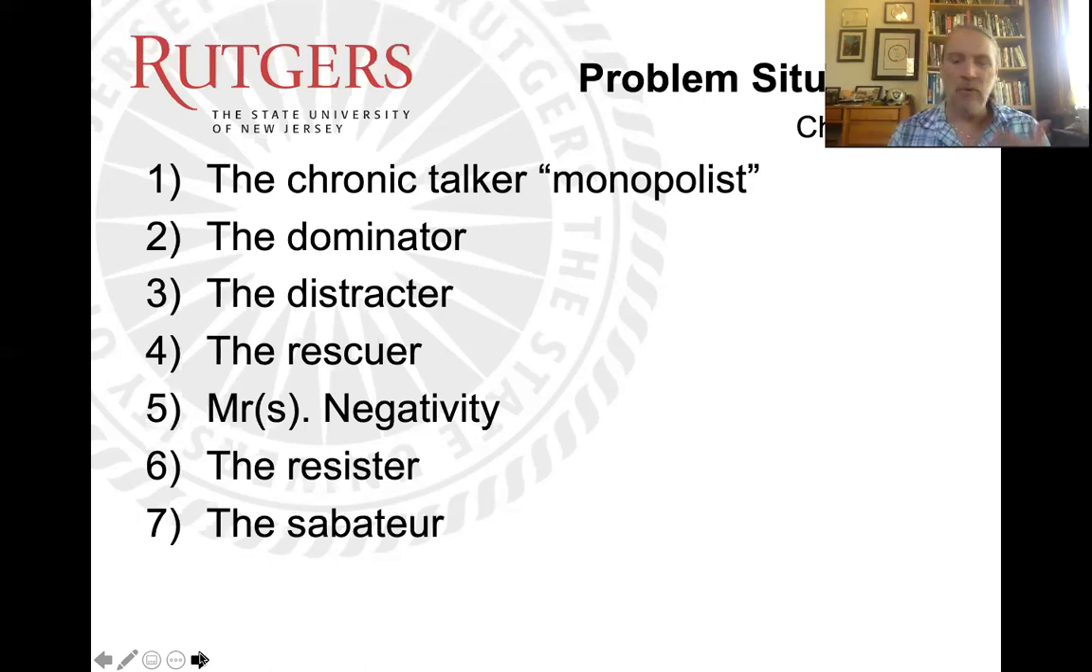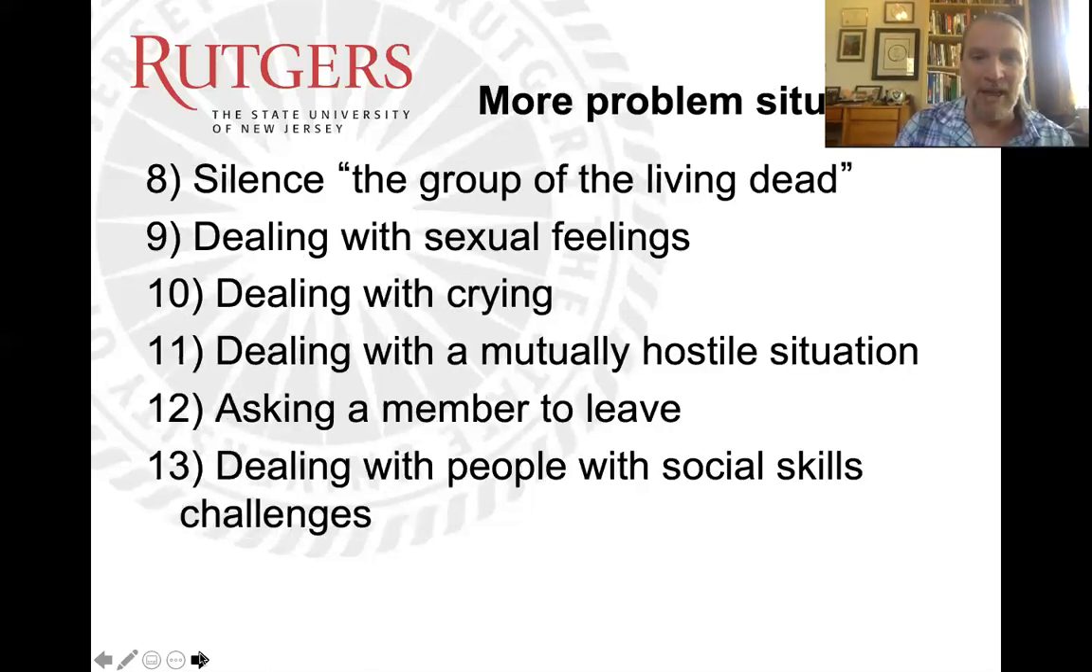So you're going to come across all of these things. And again, the toolkit at the end talks about a bunch of different strategies. One of my favorite strategies is, if you have material and content, just to bring it back to that. I came in today, I had this material I wanted to share with you guys, and I want to make sure we get through it in the limited amount of time that we have, and just reroute it back to the material. Other problems we talked about: silence, the group of the living dead.